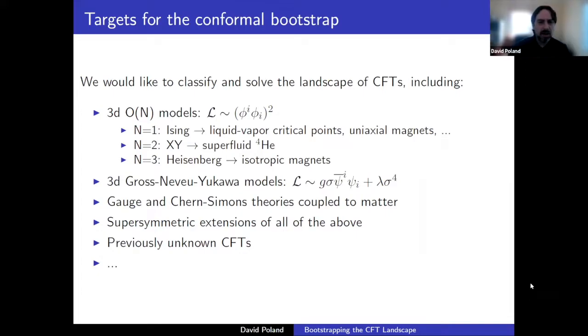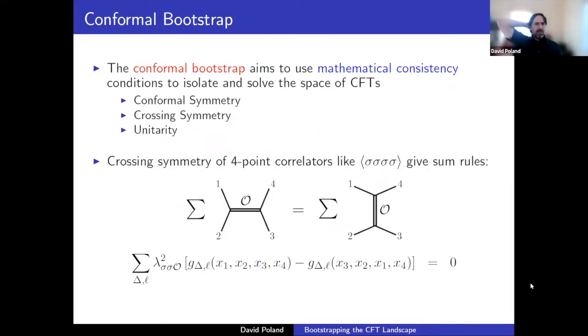Okay, I won't dwell on this. You've heard about the basic ideas behind the bootstrap. The hope is to use symmetries like conformal symmetry, crossing symmetry, and constraints like unitarity in order to isolate and solve conformal field theories. Concretely, this takes the form of some sum rules, which you obtain by taking 4-point correlation functions and expanding them in different OPE channels. And this tells you that a sum of conformal blocks in one channel has to equal a sum of conformal blocks in a different channel.